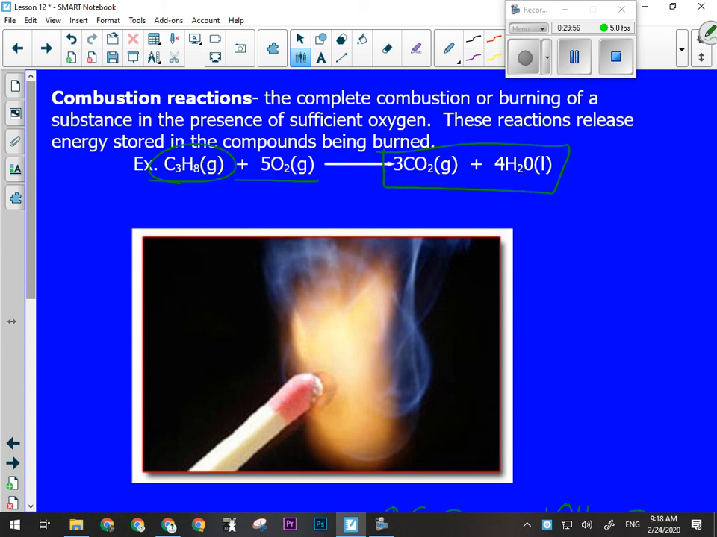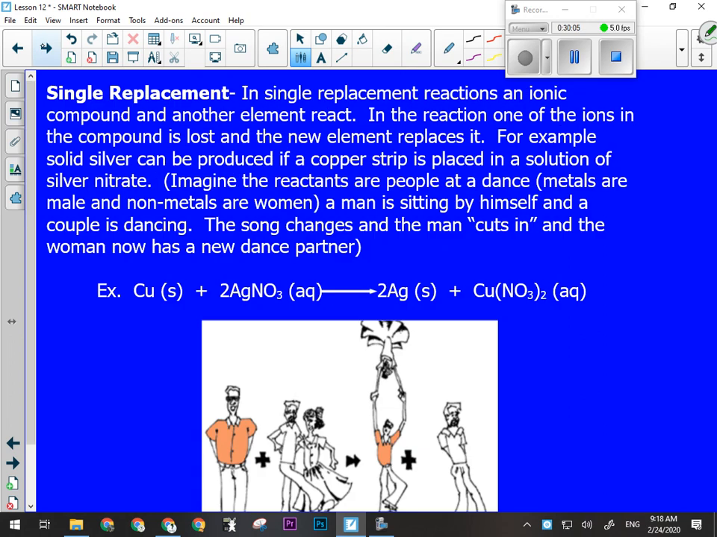All right, so we got two reaction types left, and they're very similar. Okay? They both involve ionic compounds being rearranged. Okay? So in our first one, we have a single replacement reaction. Okay? In a single replacement reaction, an ionic compound, and it has to be ionic, there will be no molecular compounds in a replacement reaction.